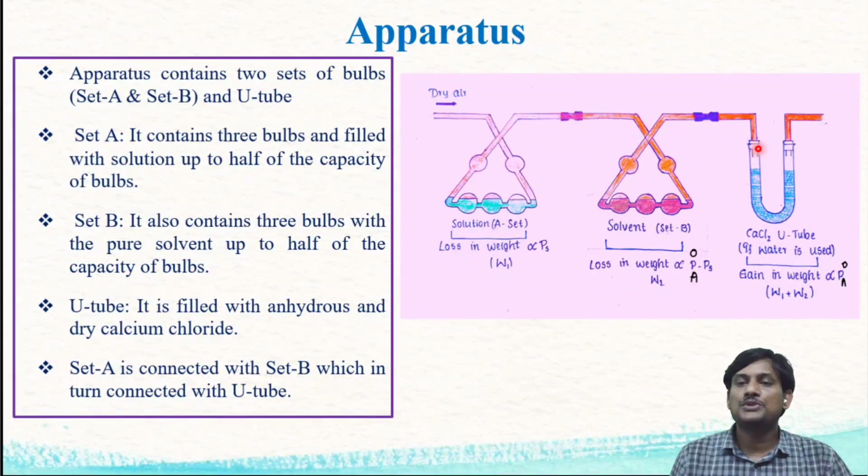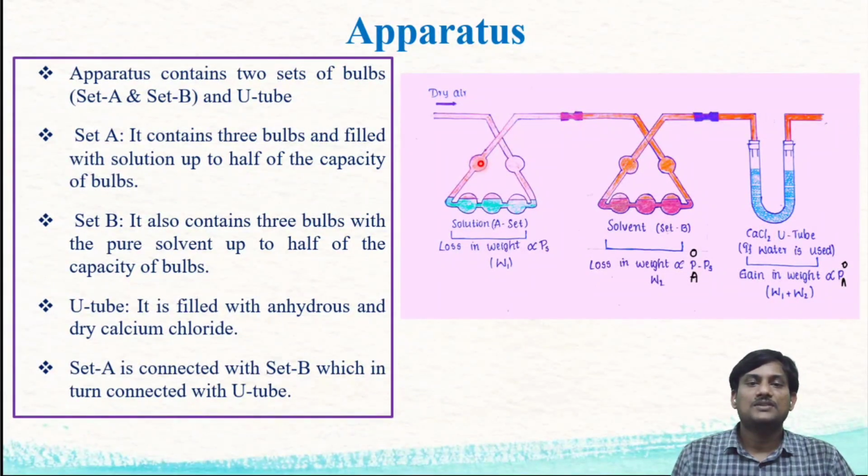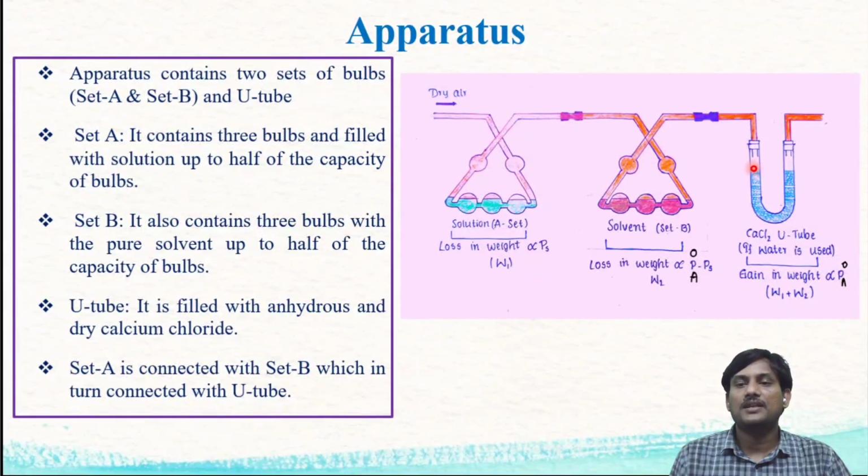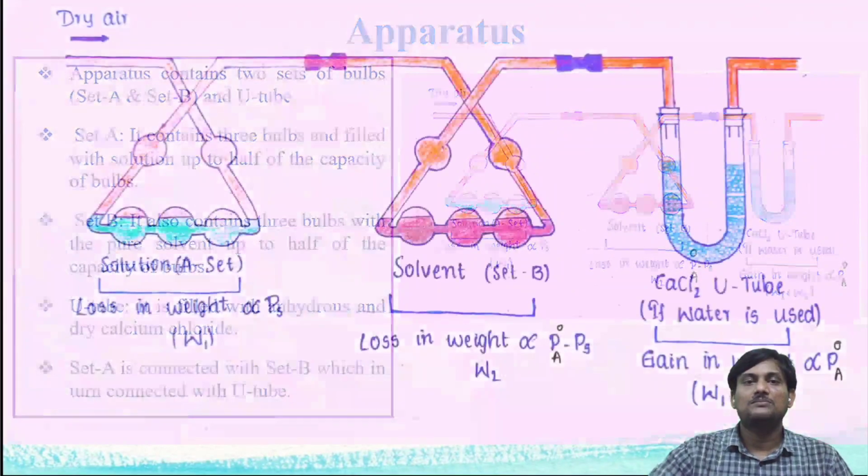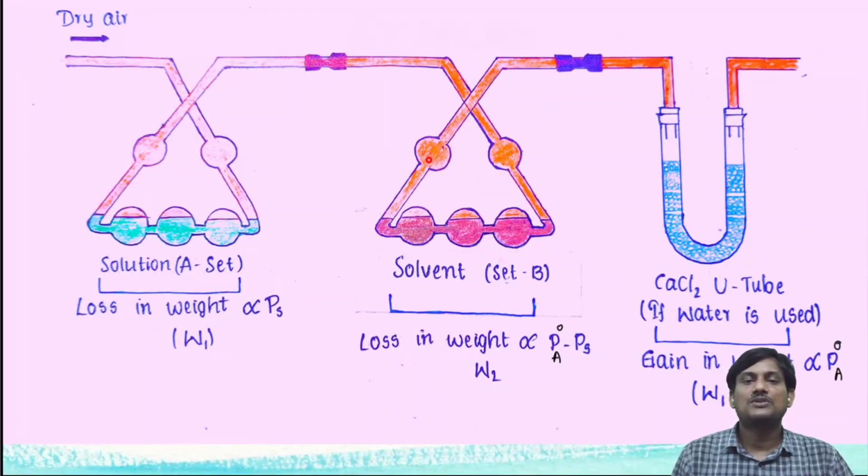And we have a U-shaped tube. The U-shaped tube is filled with dry anhydrous calcium chloride. Set A is connected with set B, and set B is connected with the U-shaped tube. This is the setup of the apparatus which is used in Oswald and Walker's dynamic method. This is a clear picture of the apparatus.